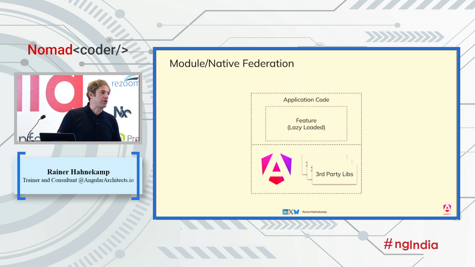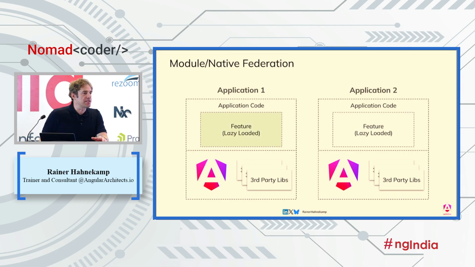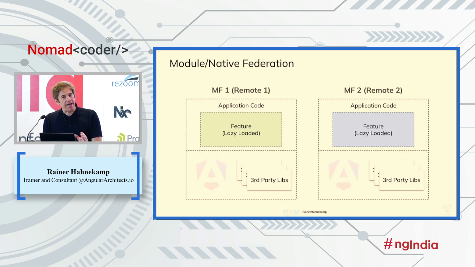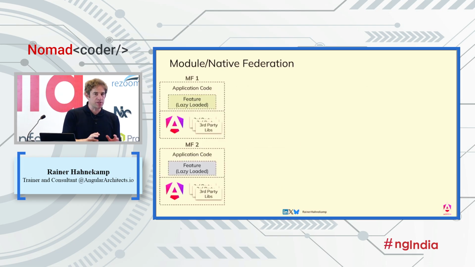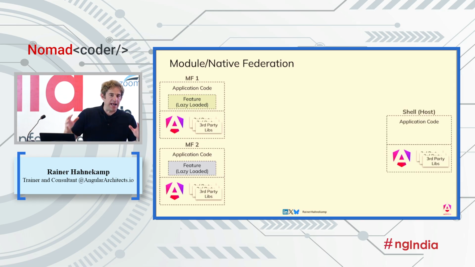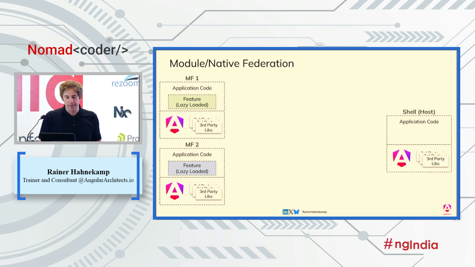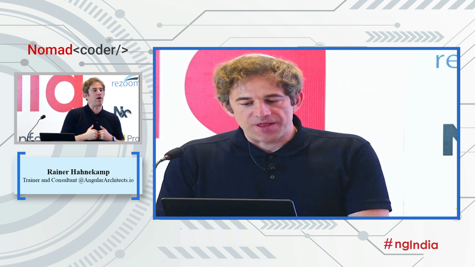We have here micro frontends. In this case, we have two applications. We had just one micro frontend. Those micro frontends expose their features that they want to provide to our shell as a lazy loaded chunk. This is why we have here a green and a blue one. On the right side, we have the shell. That's our platform, our host, whatever you want to call it. The shell is our application, where our users are navigating to.